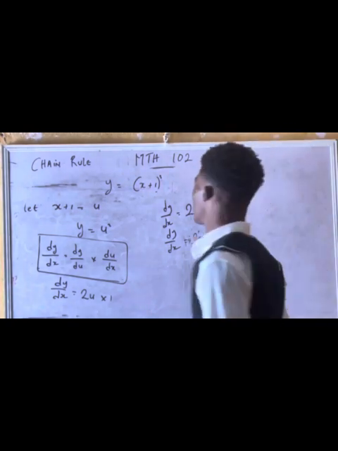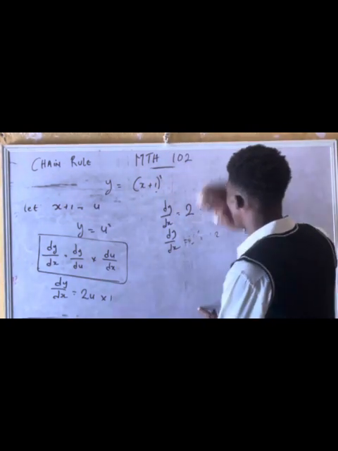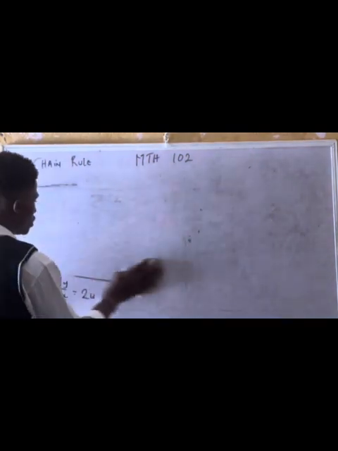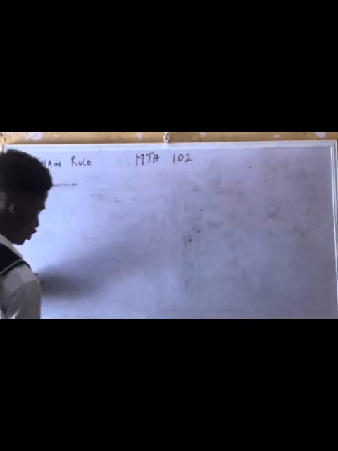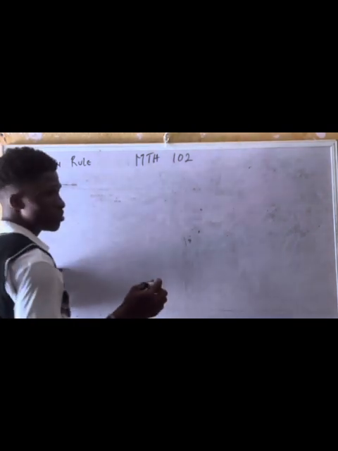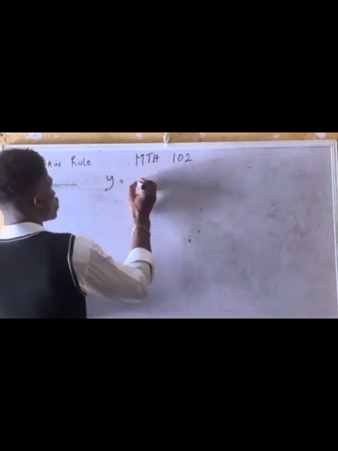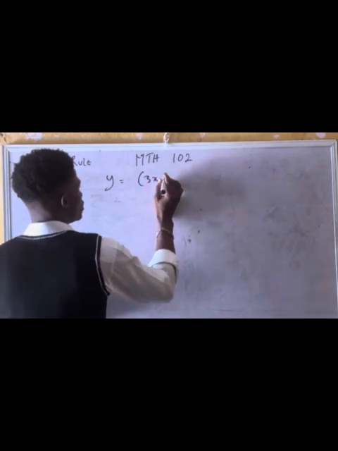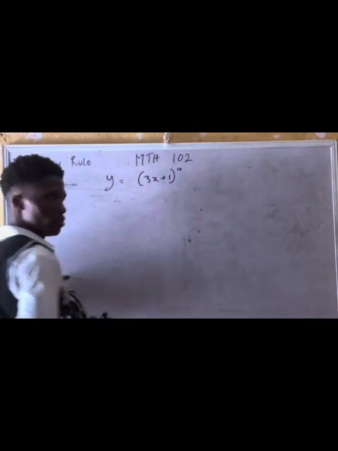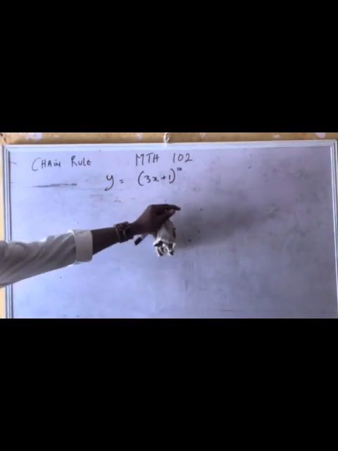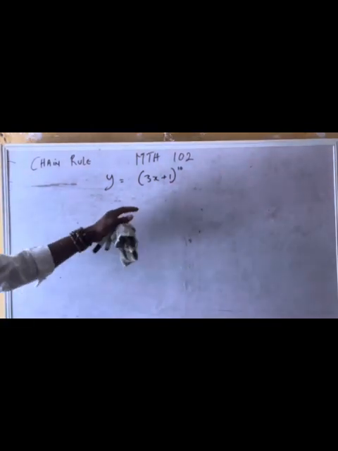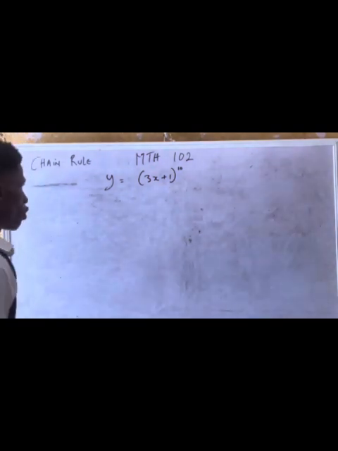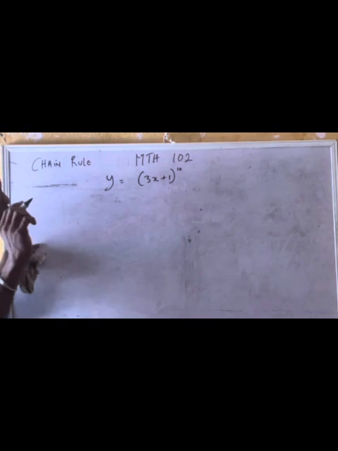Now let's take a look at another. This is a very simple example. Let's take a look at another example to see how good we are in solving chain rule problems. Now let's take a look at one complex one. Let's say y is equals to 3x plus 1 raised to the power 10. Okay, now we cannot start using the power rule to start expanding before we now differentiate. No, you are wasting your time. What we simply do is we use the chain rule.